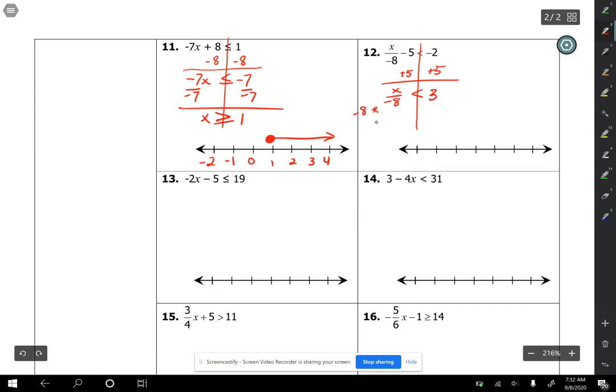Here we're going to multiply by a negative number. So again, we need to switch our sign. It's not going to be a less than anymore, it's a greater than. And -8 times 3 is 24. Oh, sorry, -24. Open circle points to the right.